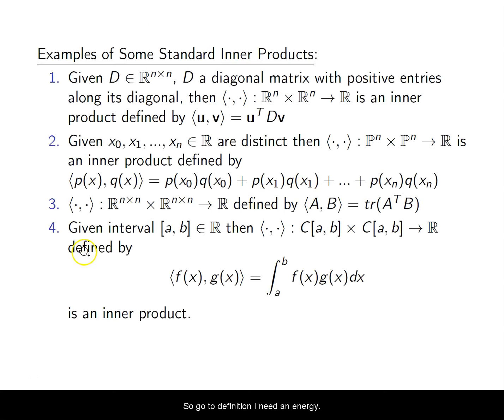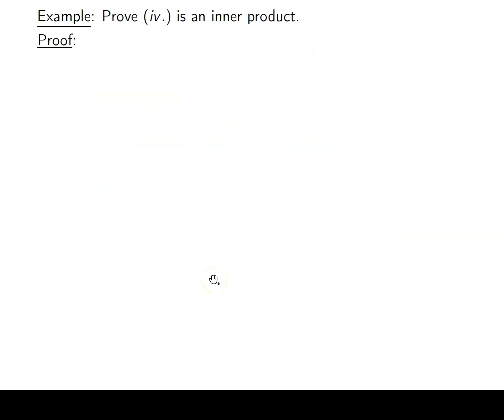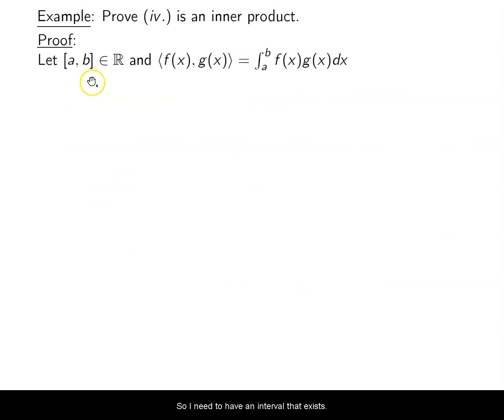So let's go to this definition. I need an interval. I need some things from my interval, and then I can get started, right? So I need to have an interval that exists on R, from A to B. I'm going to define my inner product of f of x and g of x as the following, which is our definition of an inner product. So that's going to define my inner product in the smooth functions from A to B.